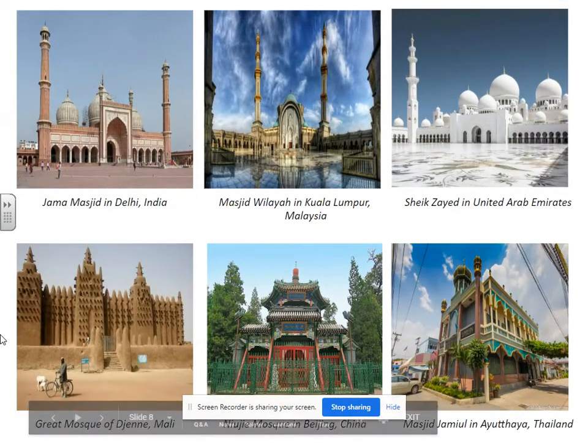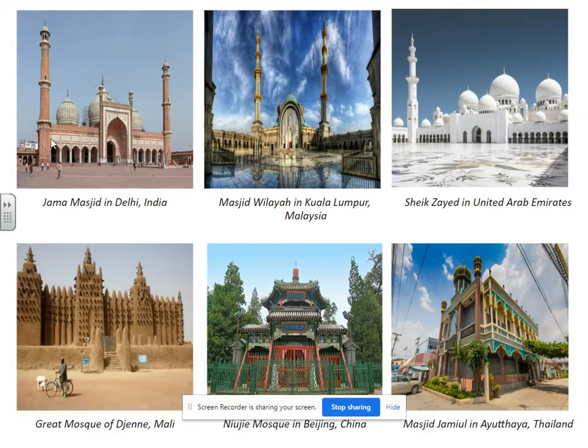Here is a mosque that I visited in Delhi, in India. Very traditional mosque with lots of Mughal influences and Indian influences there. This is Masjid Wilayah, which Year 10 and Year 11 students visited in Kuala Lumpur.